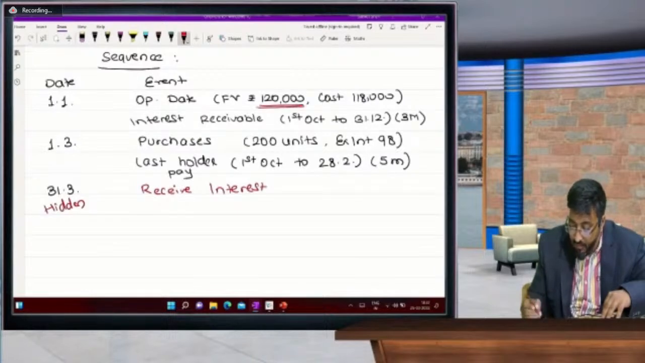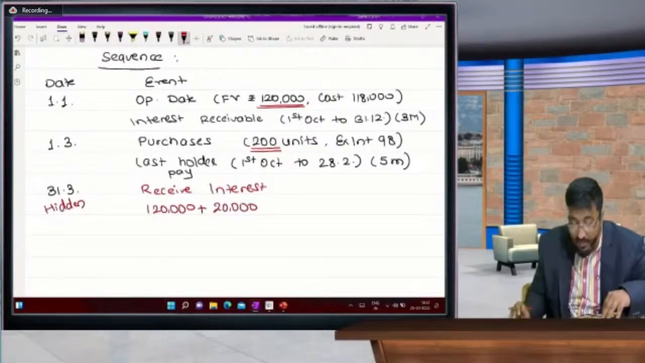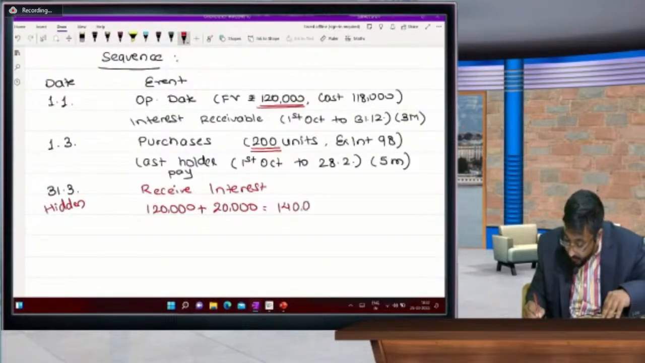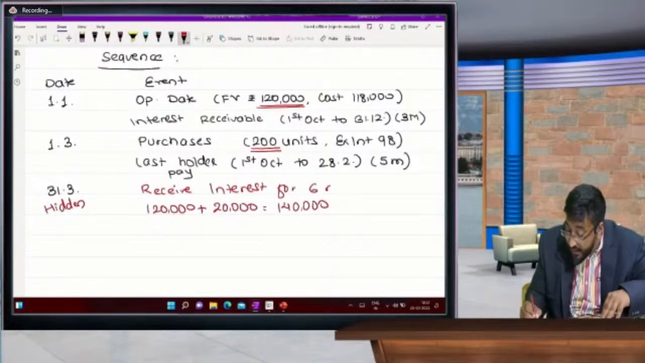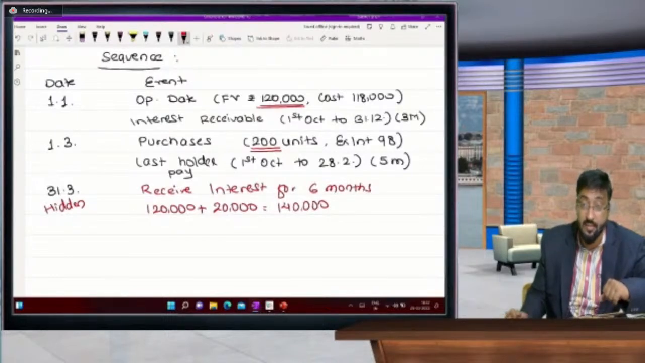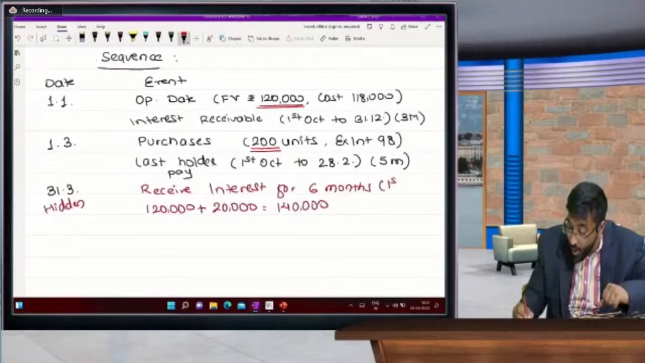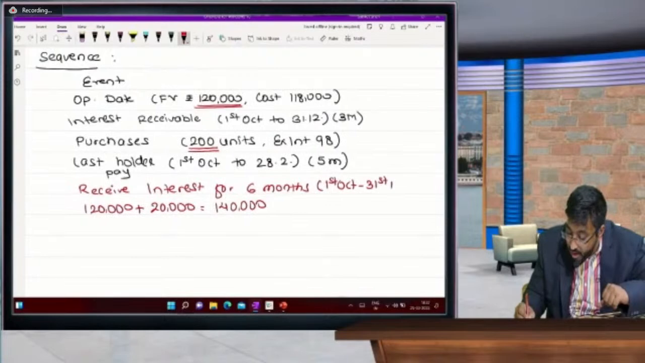1,20,000 plus 200 units, that is 20,000. 1,20,000 which is on opening plus 20,000. So total interest on 1,40,000. For how many months? For 6 months. Beta, the company will pay us from 1st October to 31st of March.